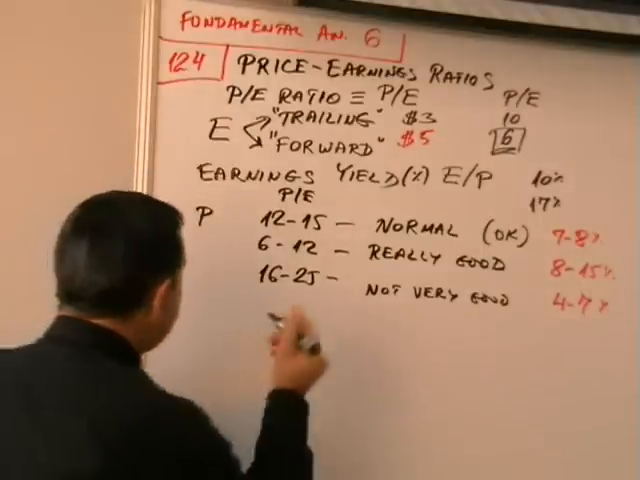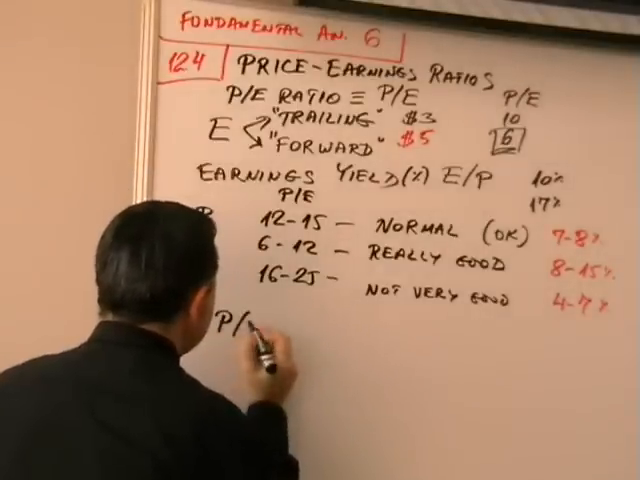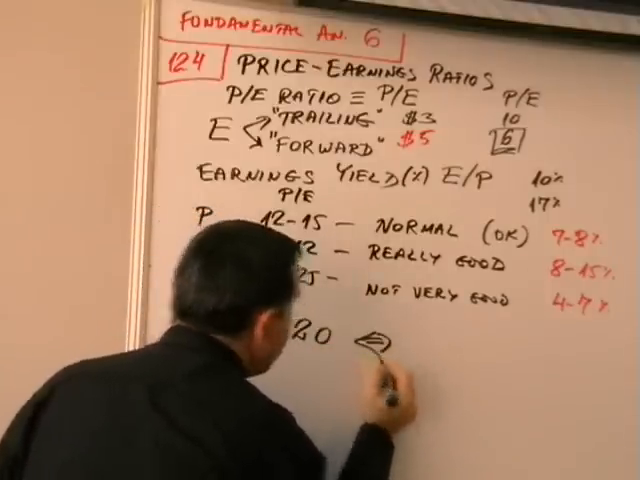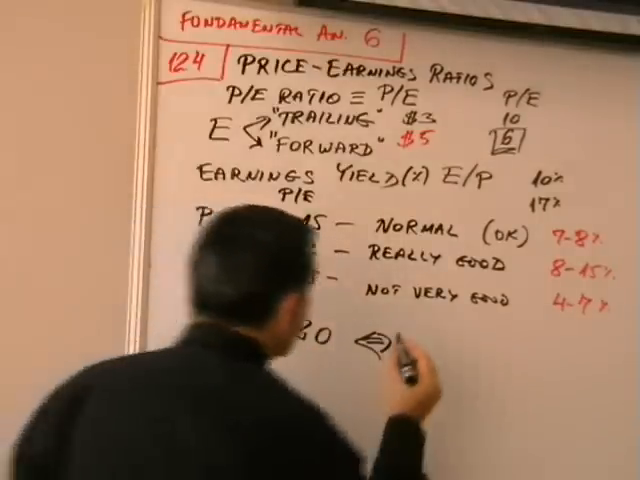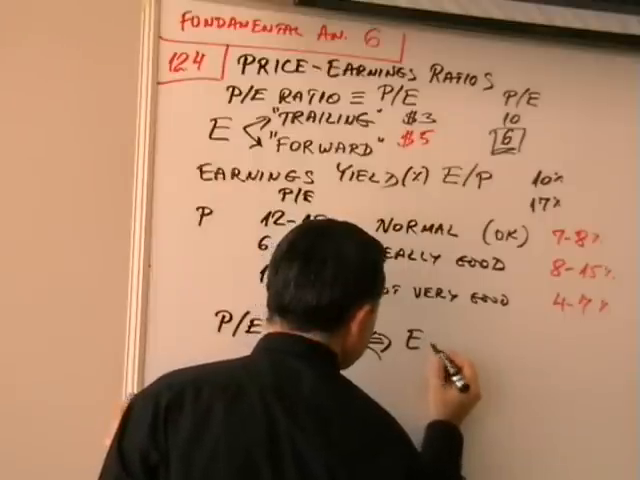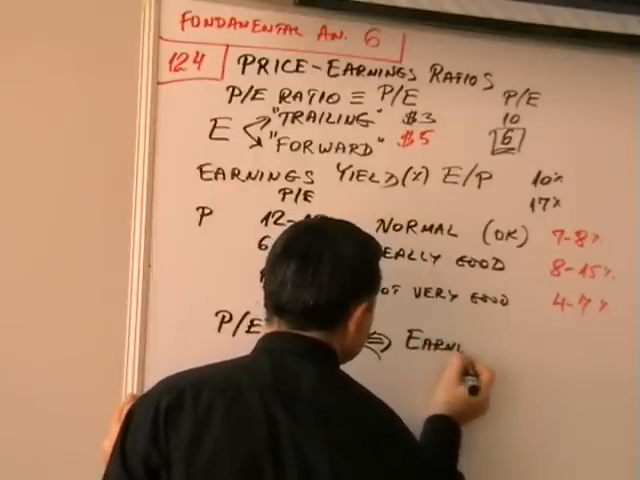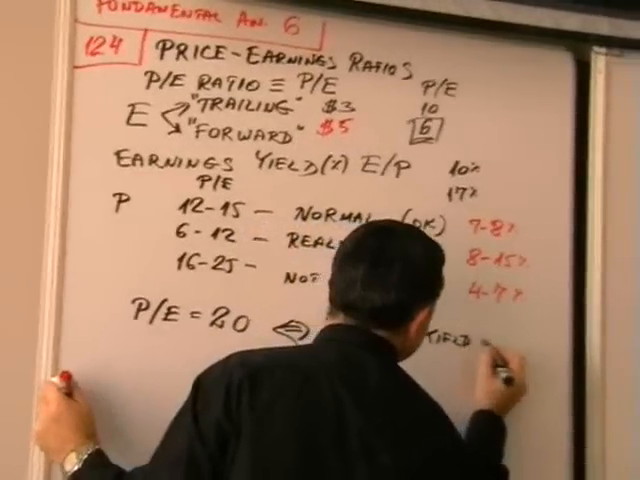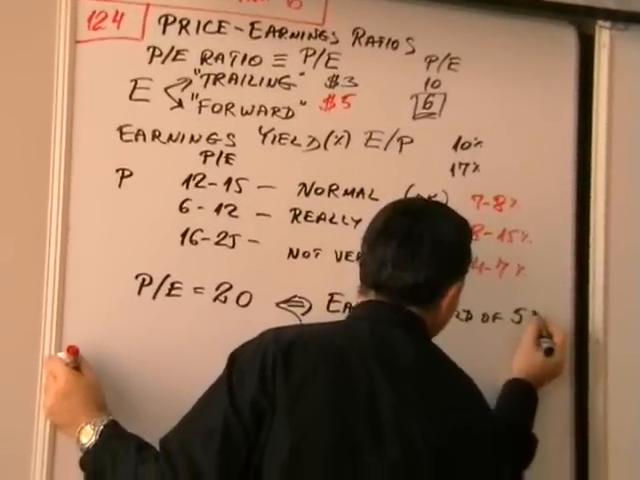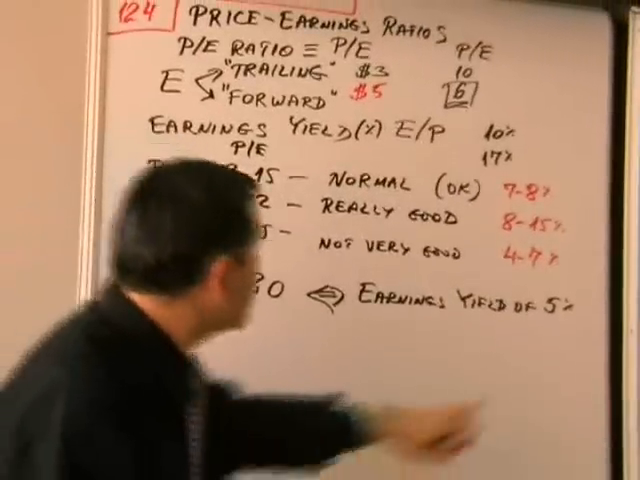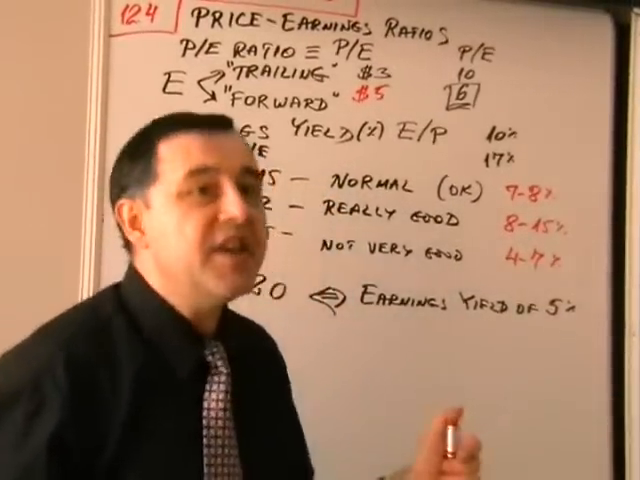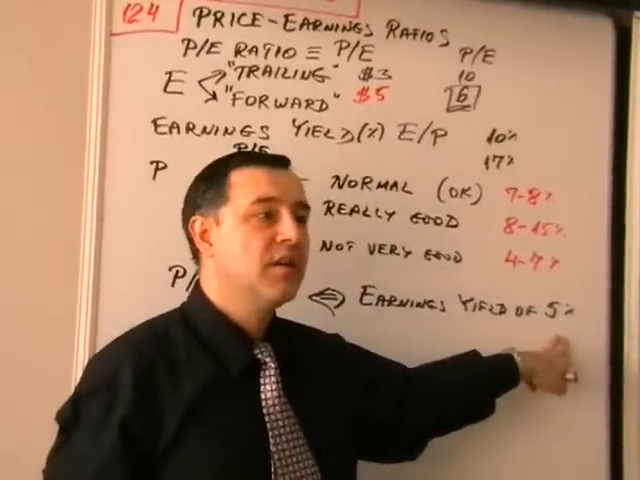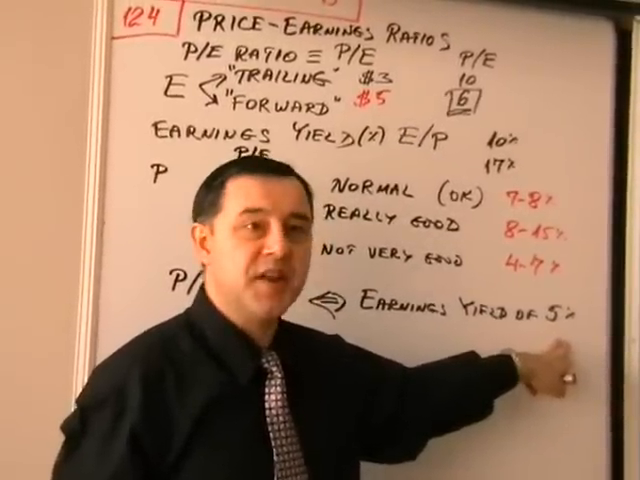So PE equal to 20 is mathematically equivalent to the earnings yield of 5%. The simple answer is even if 5%. What is 5% supposed to compensate you for? What's the compensation of 5%?